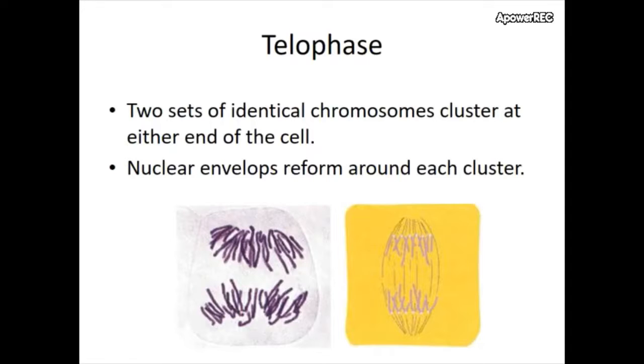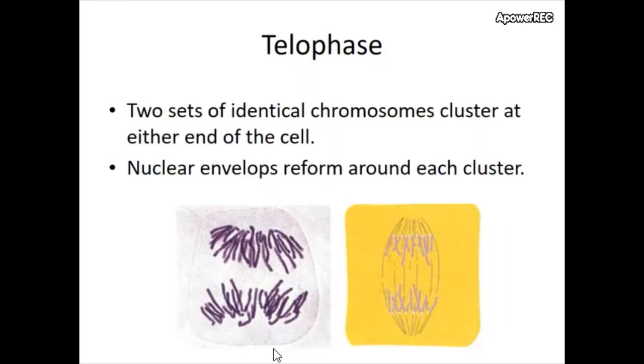And now we're at telophase. At this point, the chromosomes reach the opposite ends of the cell and expand. The formation of the nuclear membrane also begins around these chromosomes. And finally, the spindle fibers disappear and cytokinesis begins.